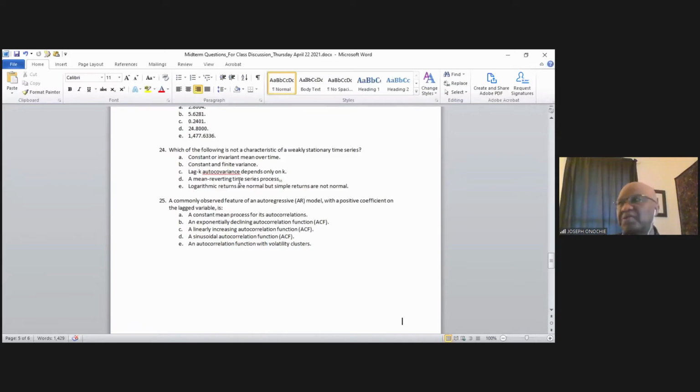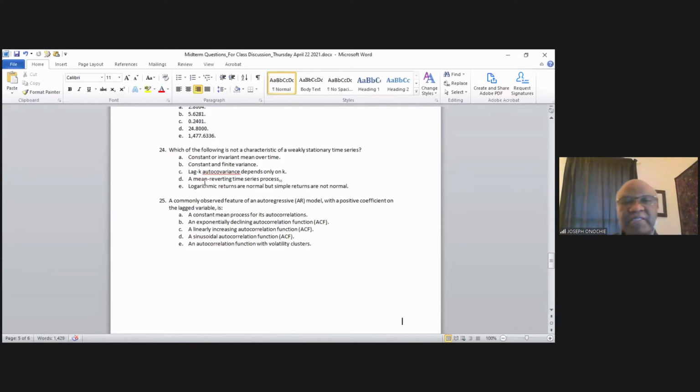D is good because stationarity means the mean is constant, the variance is constant. Weak stationarity, the mean is constant. That means it's always coming back to the mean. If interest rates are higher than the long-term average, they will eventually come down. If interest rates are lower than the historic average, they will eventually go up. I think I used interest rates as an example in class. So the answer is E. E doesn't make sense, actually.